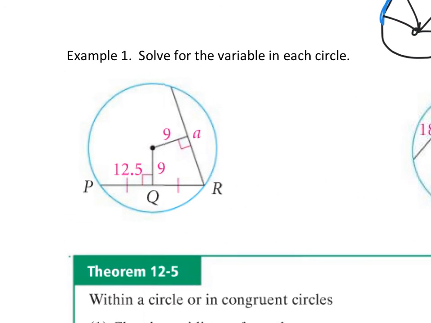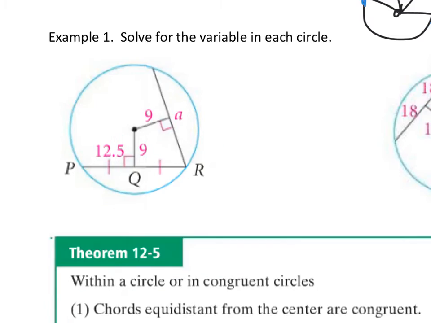So solve for the variable a. What I could do for this one is I could draw in the radii, because I know that the radii are all equal. So these blue segments are all equal. So if I know that these 2 blue segments are equal, this triangle is an isosceles triangle, and this triangle is an isosceles triangle.